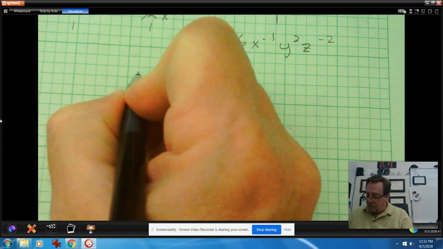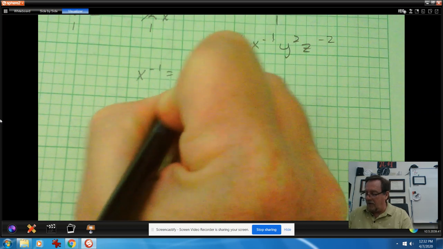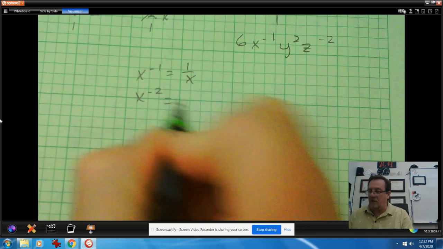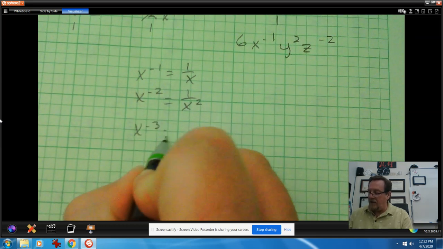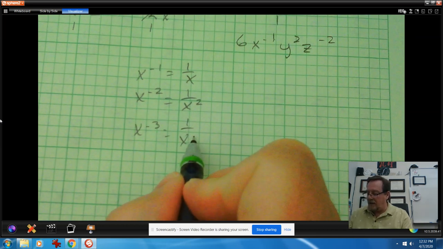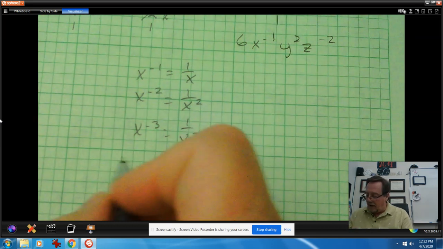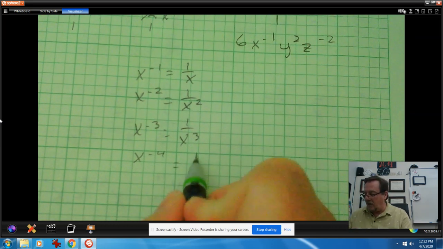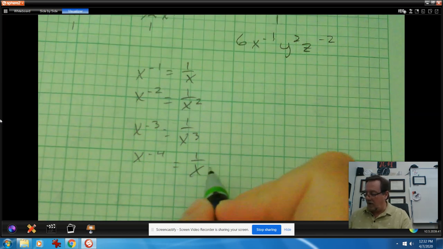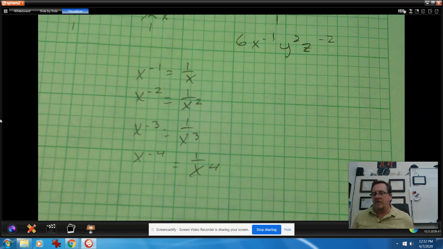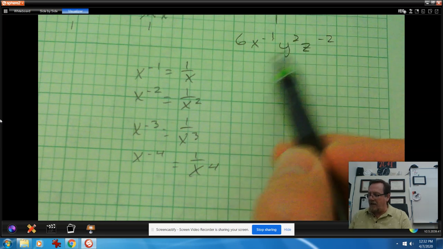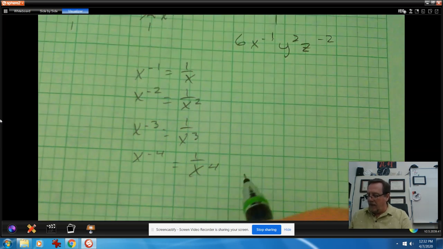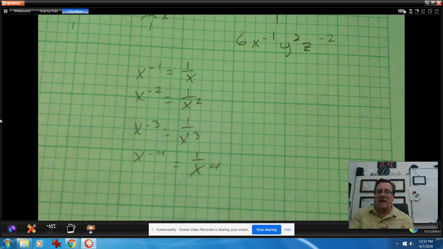Let's review. X to the -1 is 1 over x. X to the -2 is equal to 1 over x squared. X to the -3 is equal to 1 over x to the third. X to the -4 is equal to 1 over x to the fourth. So what negative exponents really do is they say that's got to change positions. If it was on the top of a fraction, it's got to go to the bottom of a fraction. And if it was on the bottom of a fraction, it's going to go to the top of the fraction.